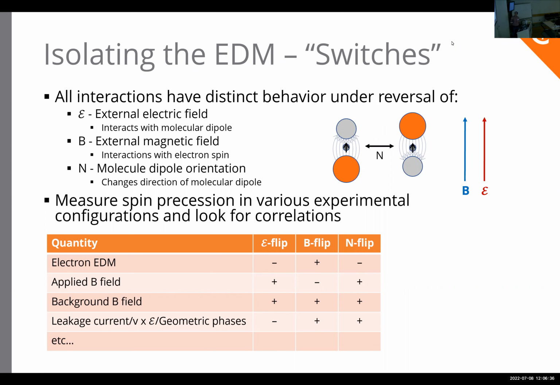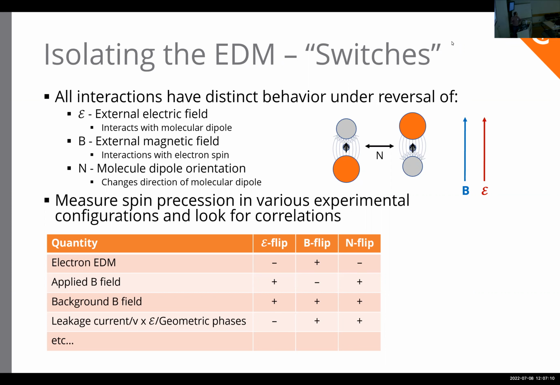But the electron EDM signal by itself doesn't care if you change the magnetic field. The electron EDM doesn't see the magnetic field. On the other hand, you apply a magnetic field. The spin precession from the applied field doesn't care about the electric field or the molecular dipole. It only cares about the electron spin. And of course, if you change the magnetic field, you'll change the sign of the magnetic precession. So we'd say this is a B odd thing. This is an N odd, E odd, B even thing.